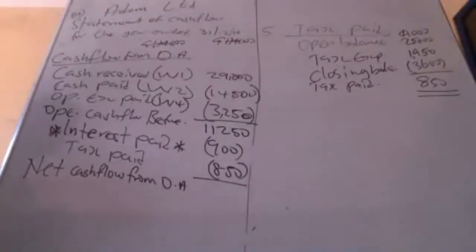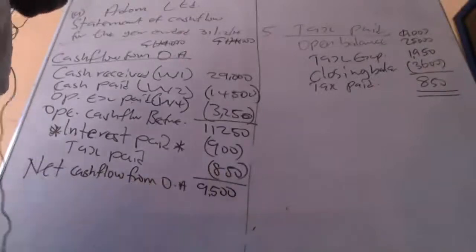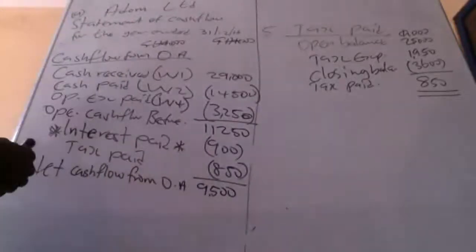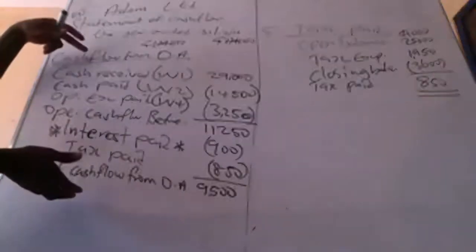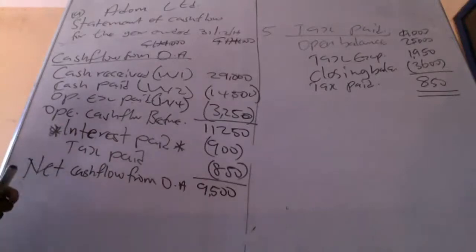Anybody can probably put them together and come up with the answer. So 11,250 less 900 less 850. Good. I have my answer here. So that's 9,500, right? Good. That's 9,500. Agreed. So we are done with the operating activity. Have you seen when you are using the direct approach, the operating activity becomes very short, so simple, so straightforward. But the indirect approach is not like that. So take note. Now let's move on.